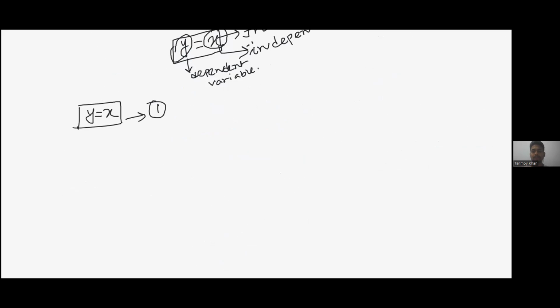If you are a school student, you can just write x and y. For each and every set, let's say your x is -2. So what will be your y? It will be -2. Let's say x is -1, then y will be -1. Let's say x is 0, then y will be 0. Let's say x is +1, and x is +2, and so on and so forth.